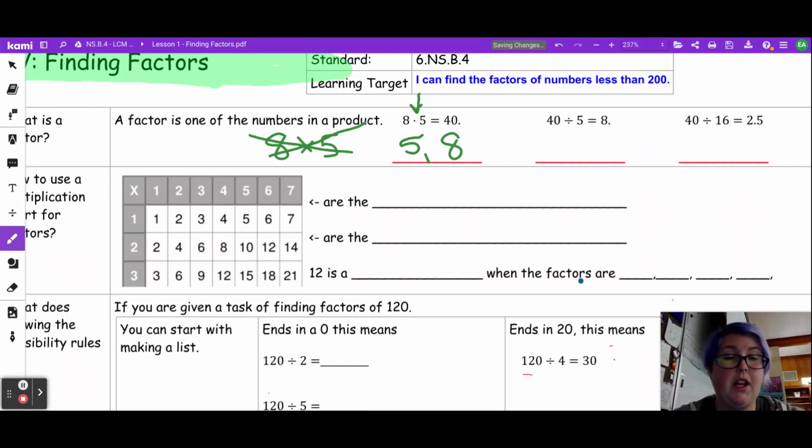They also can be shown as division. The factors of 40 are still 5 and 8 because we know multiplication and division are the opposite. They are inverse of each other.